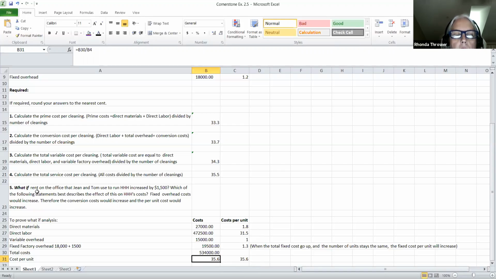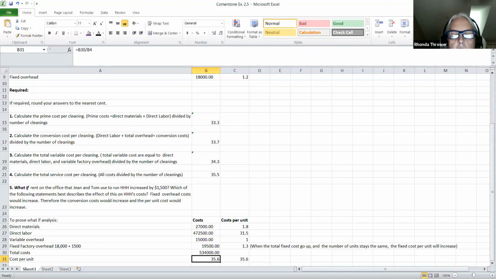And the key here is that you needed to know that rent is considered to be a fixed cost. So it made my fixed cost go up, which would make the total cost go up, which means that the total cost per unit would increase if the number of units stays the same. So they're trying to remind you a little bit about cost behavior and how costs affect the per unit cost. And so that's all there is to this first exercise.